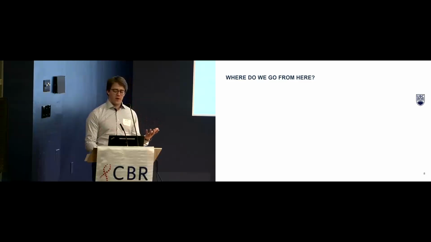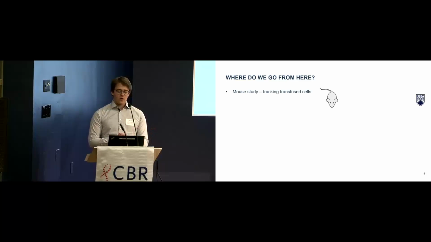So where do we go from here? We have a mouse model study in the works where we look to track transfused cells using fluorescent labels. Blood draws are taken from the mouse at regular intervals post-transfusion, and the samples are put through the microfluidic device. We hypothesize that more rigid transfused cells are preferentially cleared, so over time more fluorescently labeled deformable cells will remain relative to the more rigid labeled cells.